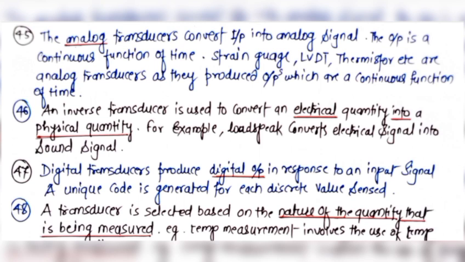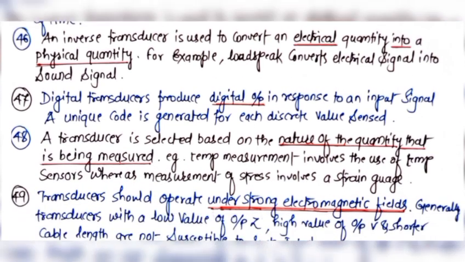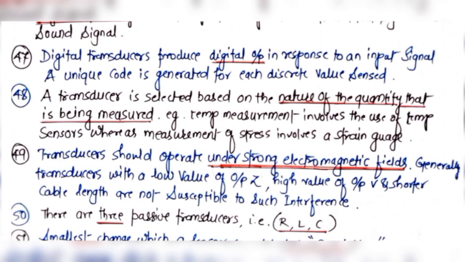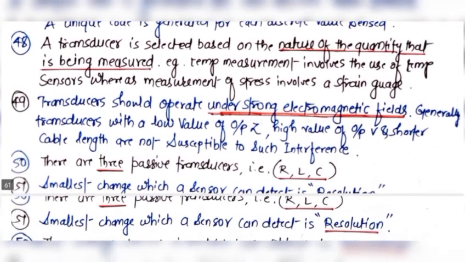An inverse transducer is used to convert an electrical quantity into a physical quantity. For example, loudspeakers convert electrical signals into sound signals. Digital transducers produce digital output in response to an input signal. A unique code is generated for each discrete value sensed.